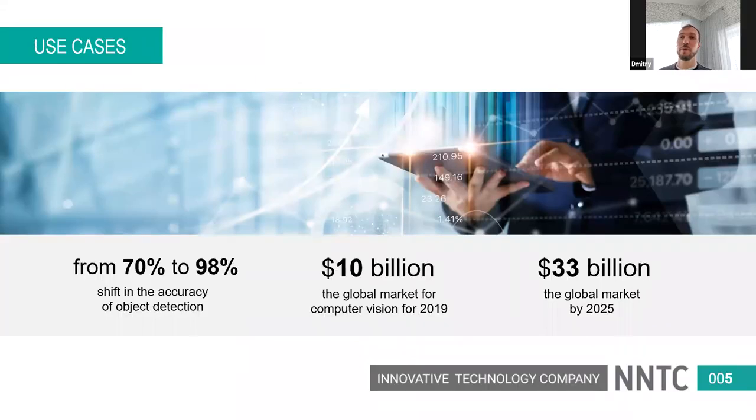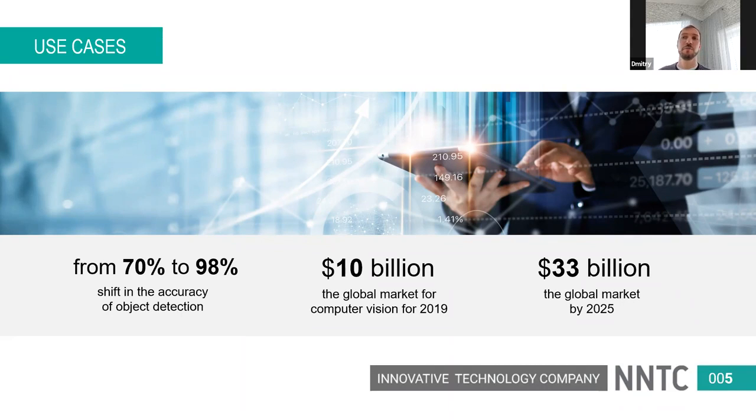So the market for computer vision is growing quite rapidly. This started, I would say, three to four years back, maybe, just because the accuracy of the algorithms and the power of the hardware that is available for processing images and videos reached a tipping point.